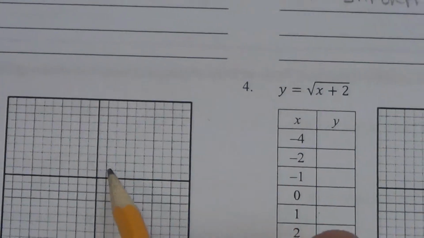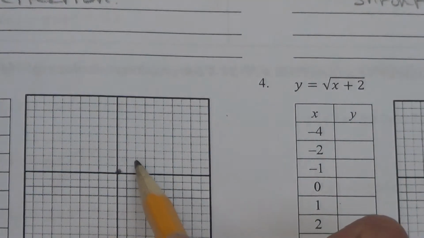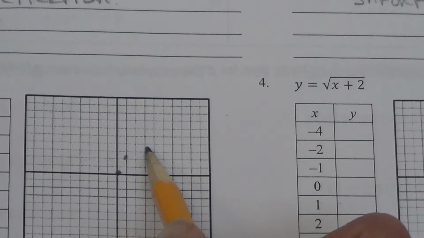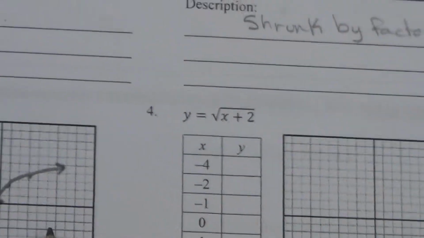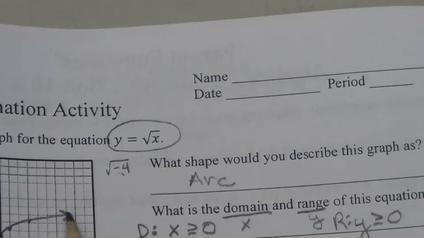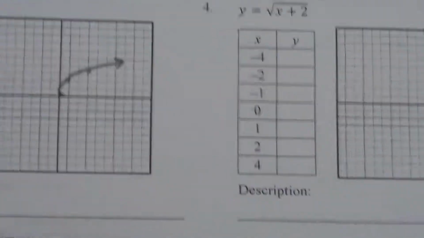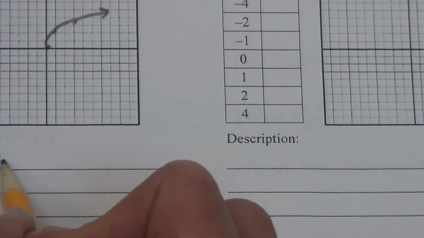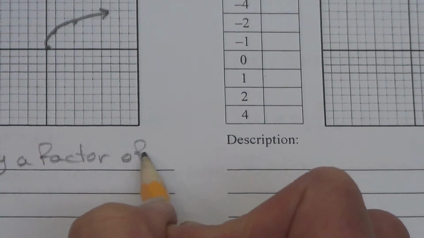So now when we graph this one at 0, 0, at 1, 2, and then out here at 4, 4, we notice from the parent graph to this graph, now we're taking that distance between x and the graph and we're stretching it. So we call that a stretch by a factor of 2.